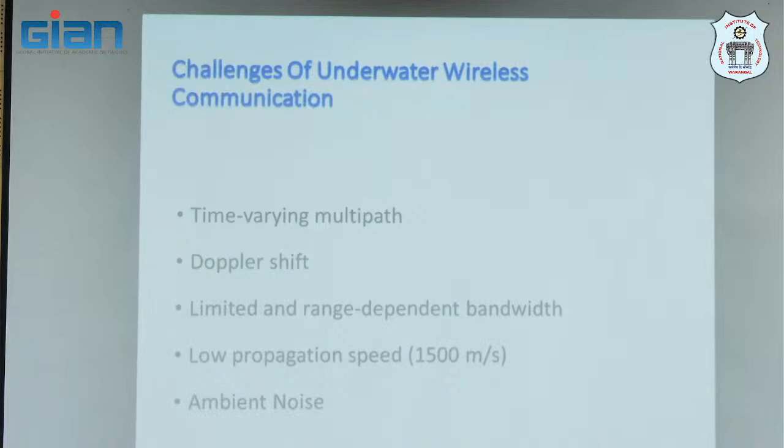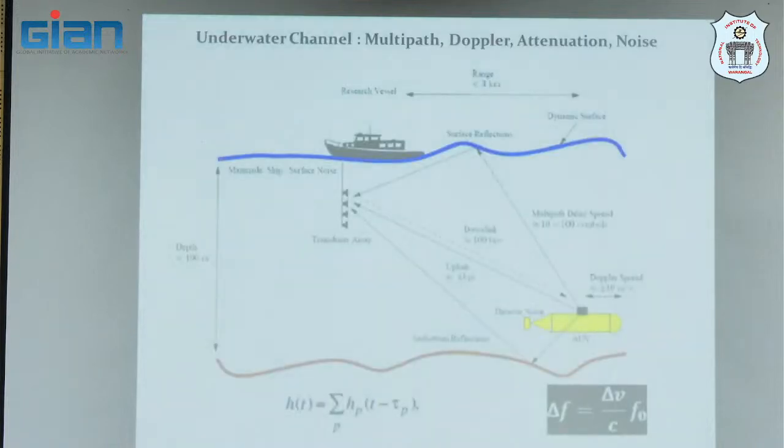The underwater channel also has low propagation speed, around 1,500 meters per second only. And the channel has ambient noise, which is another constraint. So this is a typical scenario, which has all the effects of the communication channel challenges.